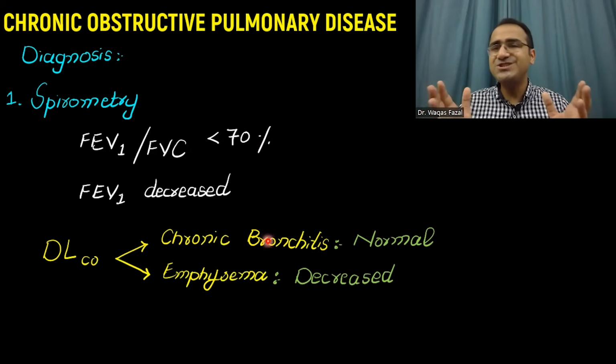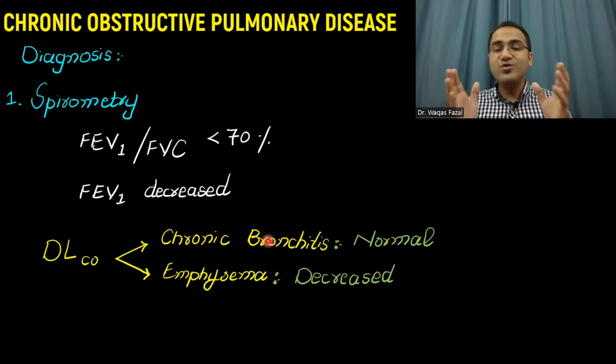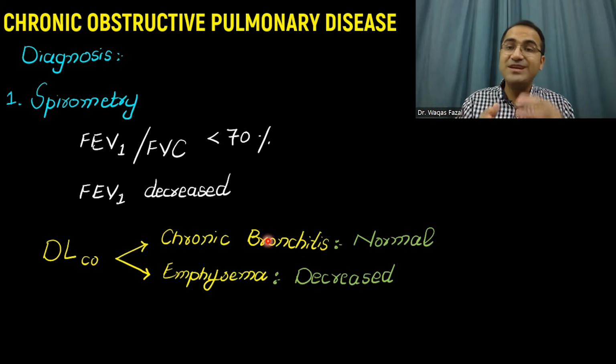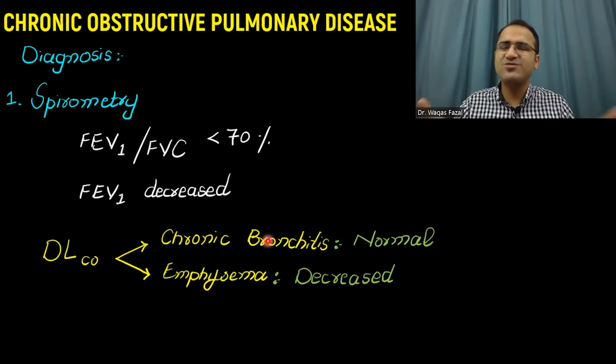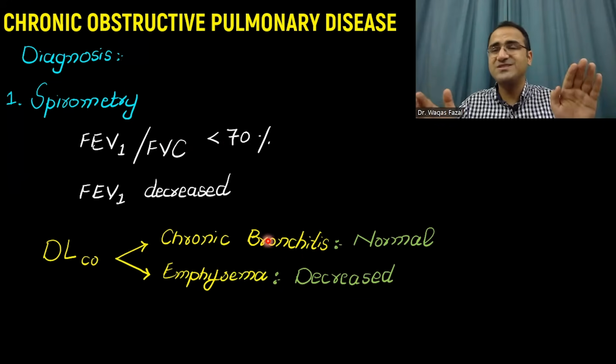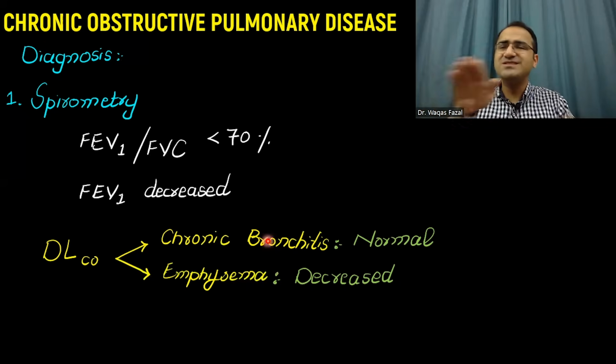So to differentiate between these two, what you can do is perform the DLCO test. Now, this DLCO test is not performed in common routine. Spirometry is usually enough for the diagnosis because patients of emphysema and chronic bronchitis have a huge overlap. Patients usually have both of these.